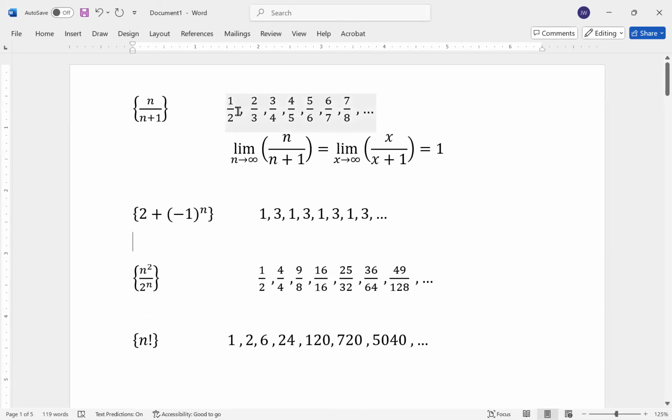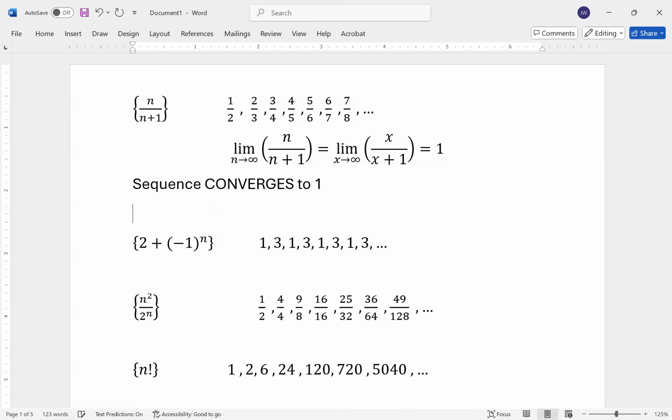So either way, using common sense and logic, or by using the tools of limits that we've developed earlier, we can say that the limit of this sequence is 1. So we would say that this sequence converges to 1. That's the language we use. The sequence converges to 1.